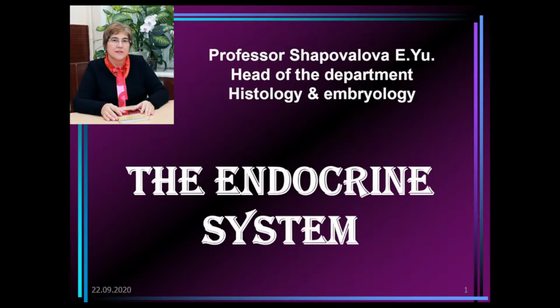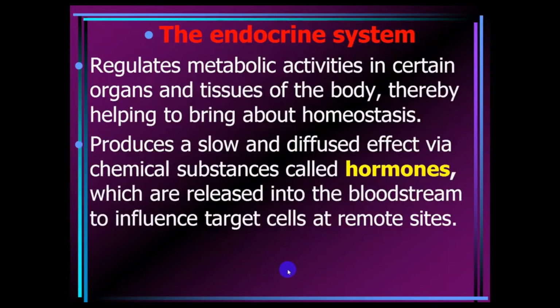The topic of my lecture today is the endocrine system. The endocrine system in our body regulates metabolic activities in our organs and tissues, thereby helping to bring about homeostasis. It produces a slow and diffused effect via chemical substances called hormones, which are released in the bloodstream to influence target cells at remote sites.